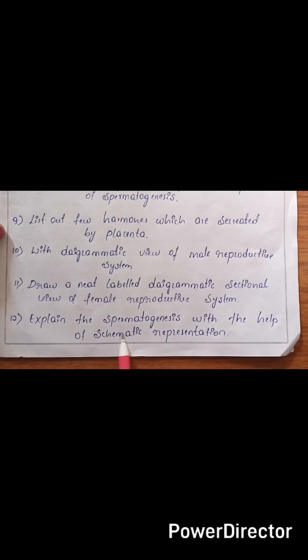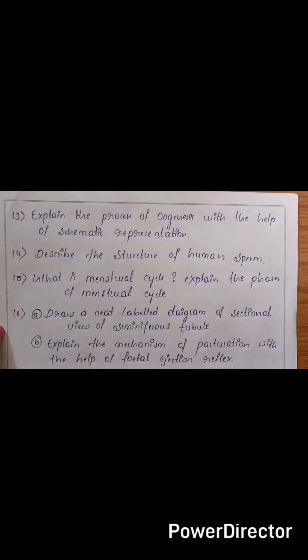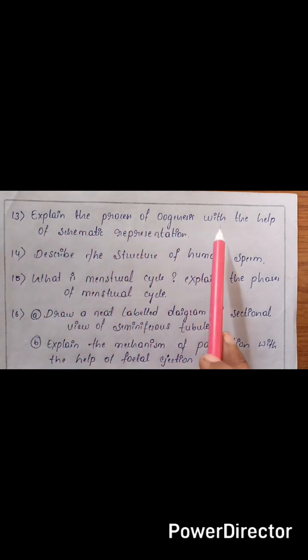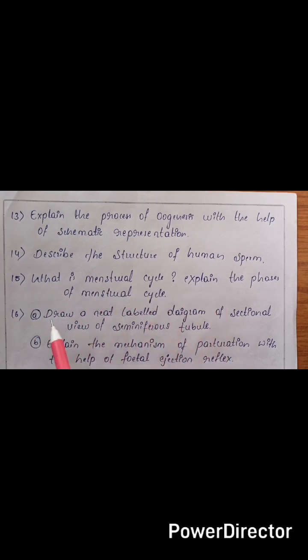12th question, explain spermatogenesis with the help of a schematic representation. 13th question, explain the process of oogenesis with the help of a schematic representation. 14th question, describe the structure of a human sperm. 15th question, what is the menstrual cycle? Explain the phases of the menstrual cycle.